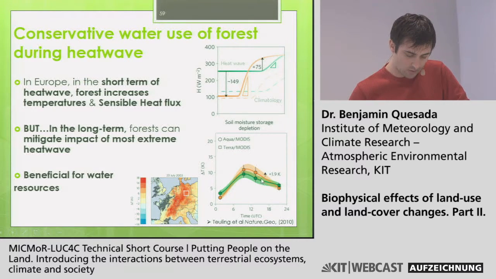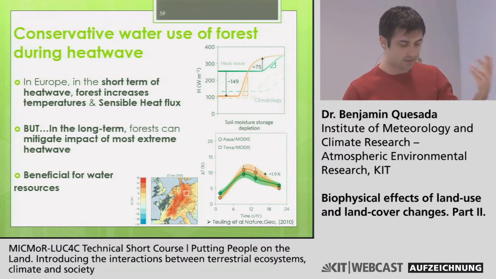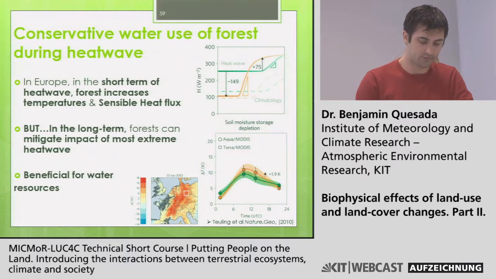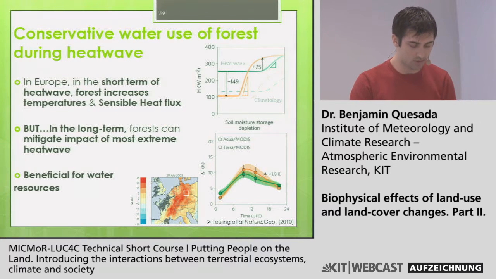And we see it also there for the temperature increase in grassland areas during the heat waves. You have plus 2 degrees in the grassland. So the forest can inhibit a little the effects of the extreme heat waves in Europe.